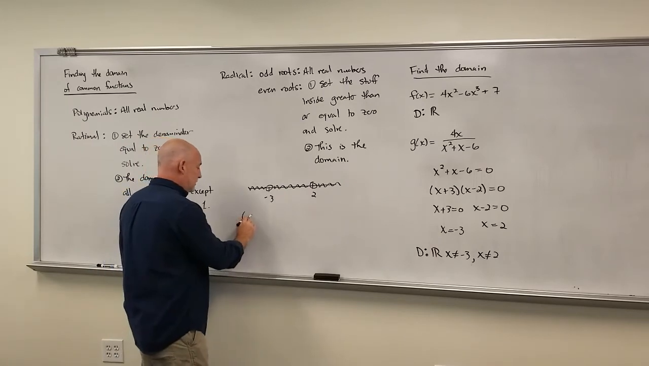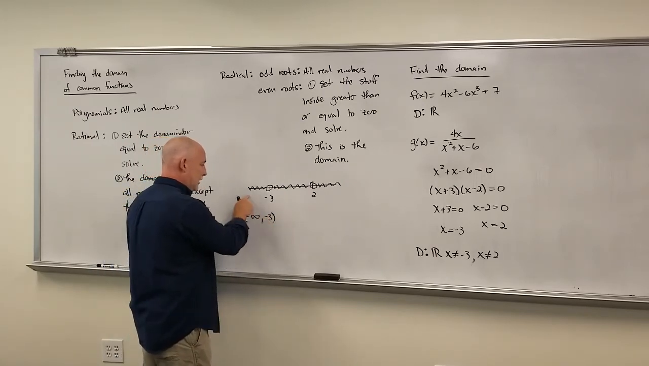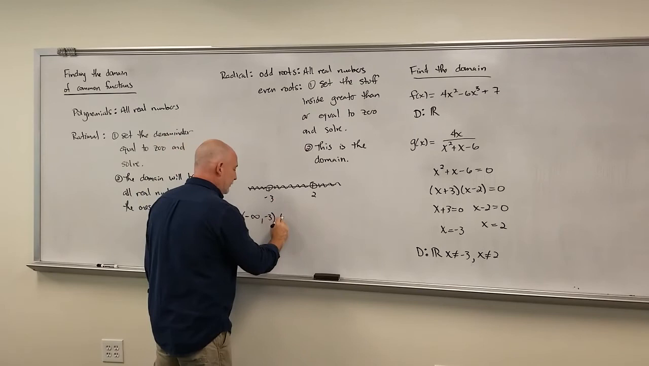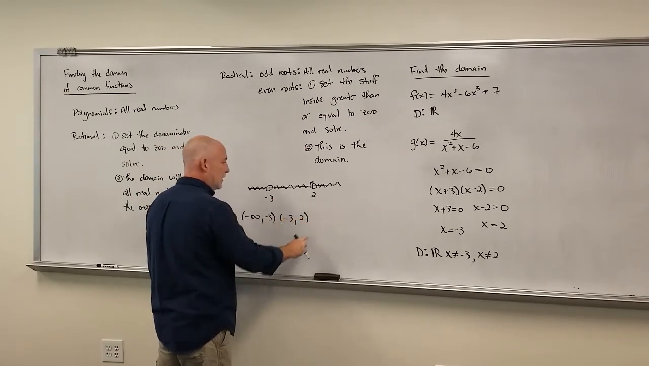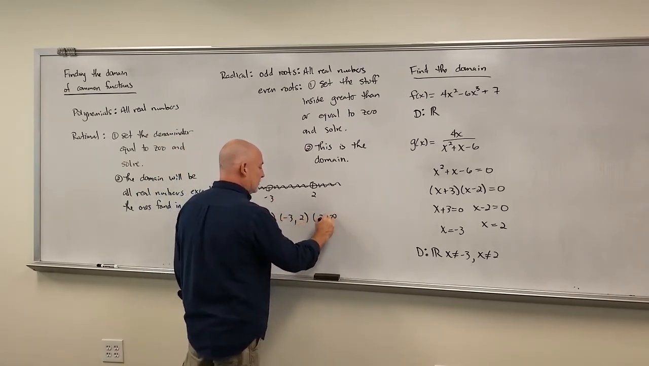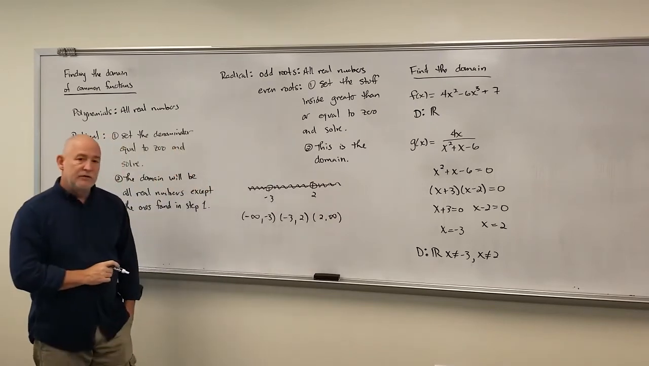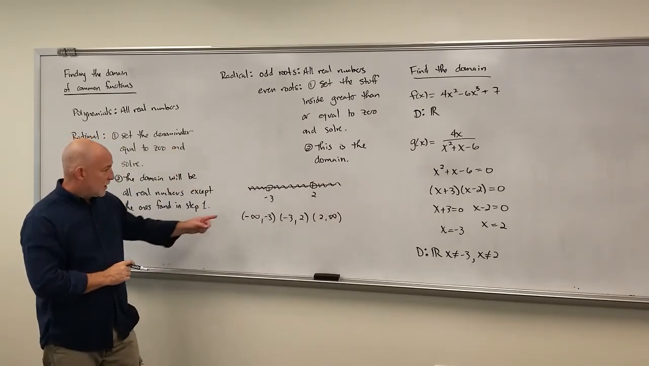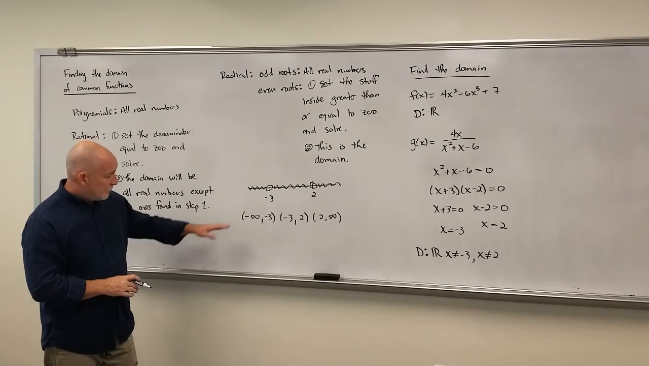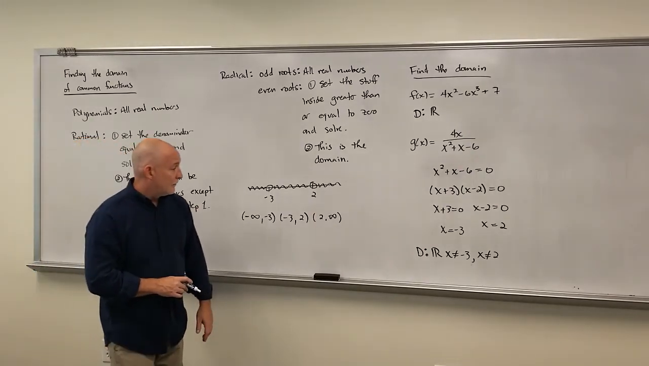So interval notation is actually -infinity to -3. That's the left. The middle is -3 to 2, and the right is 2 to infinity. So you can see interval notation gets a little messy when we have to jump over values like that. But the book may be giving it to you in interval notation, so you may have to recognize that.